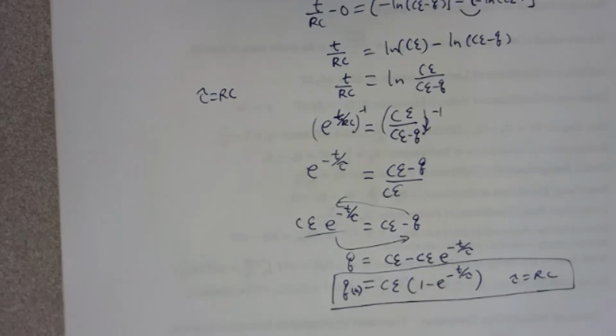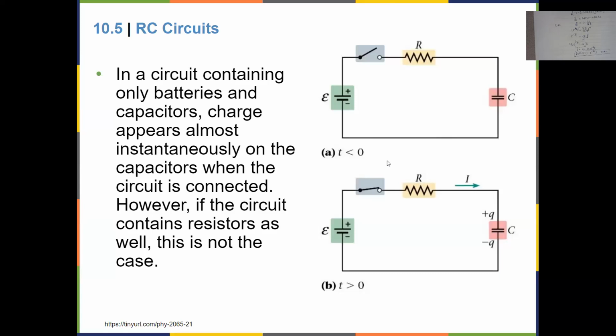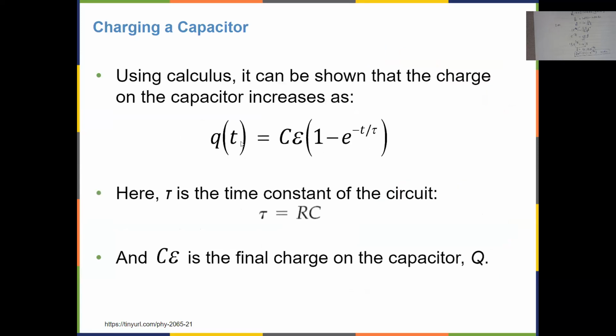So let's go back to the slide. This is then the result here, the same as what is shown, where tau equals RC and tau is called the time constant of the RC circuit. C times epsilon will be the final charge on the capacitor, because as T goes to infinity, that means you charge it for a long time, so this guy becomes 0. Then the charge will be equal to that.